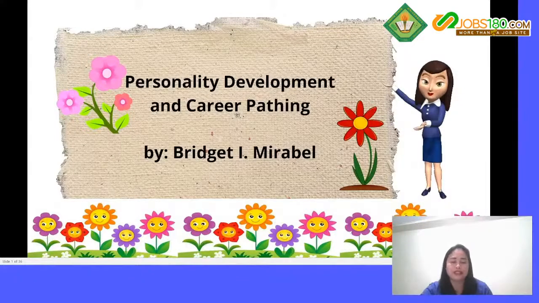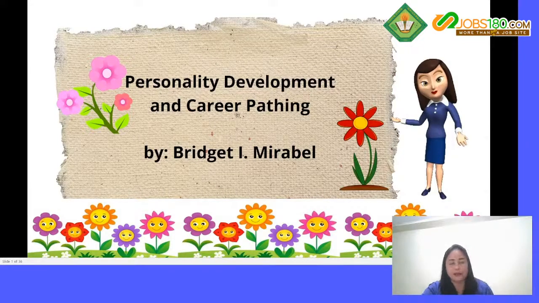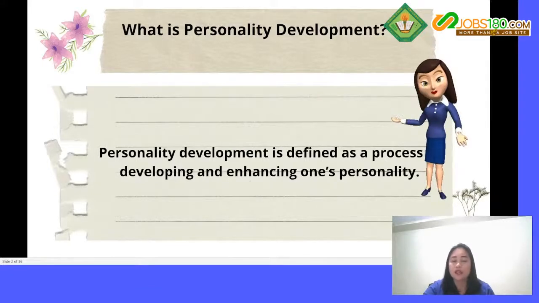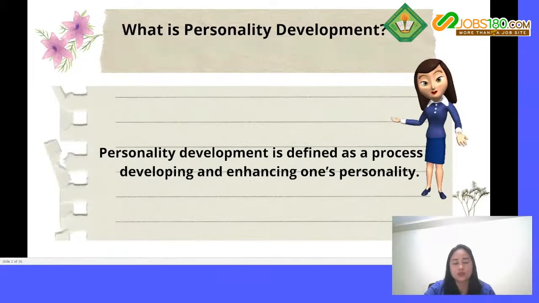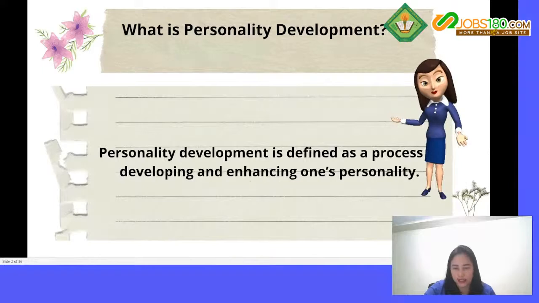I'm here to discuss about personality development and career pathing. What is personality development? Personality development is defined as a process of developing and enhancing one's personality. Ang pagpapaunlad ng personalidad ay tinutukoy bilang isang proseso ng pagbuo at pagpapahusay ng pagkatao ng isang tao.